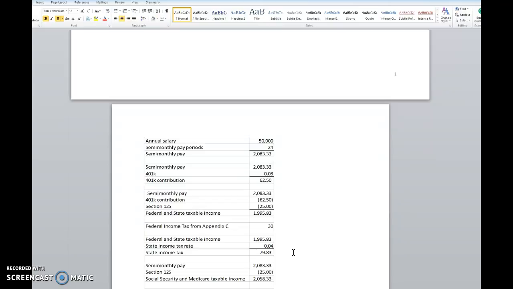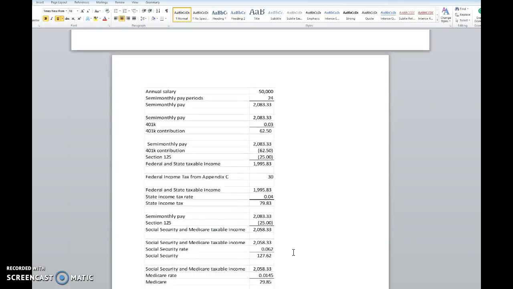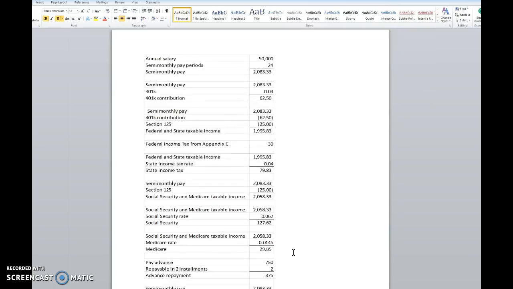$25. And then the federal and state taxable income, remember, is the gross minus the pre-tax, which is $1,995.83. The income tax from Appendix C is $30. Then you have to take the taxable income, 1,995.83, and multiply that by the state income tax rate of 4%, which is given to you in the problem. His state income tax is $79.83.